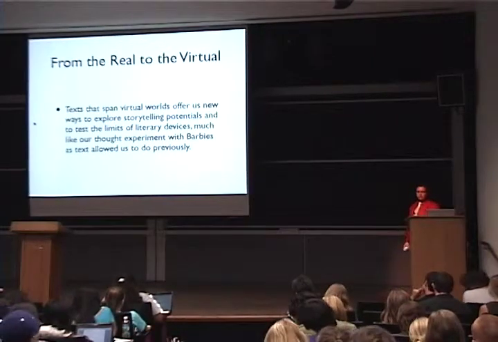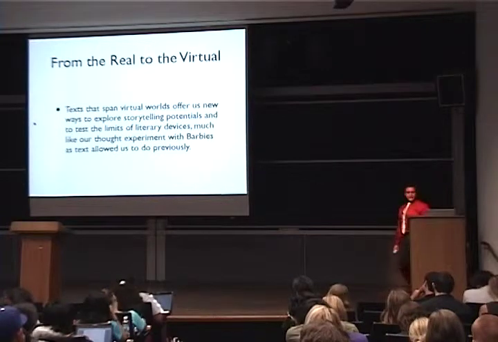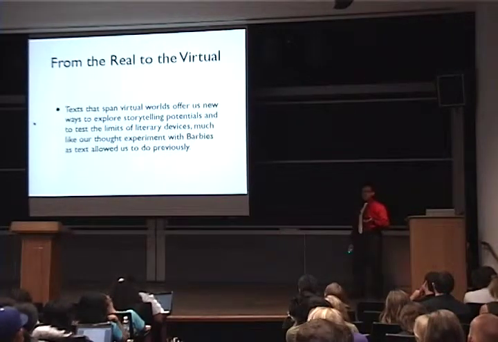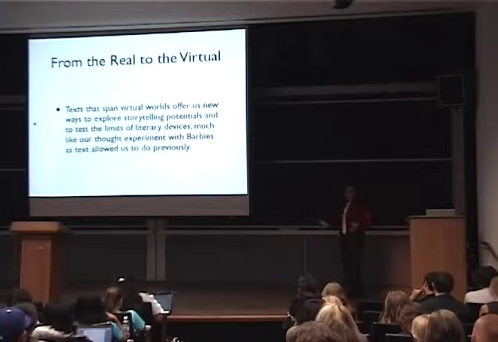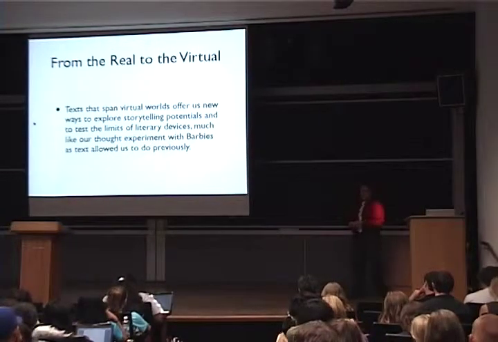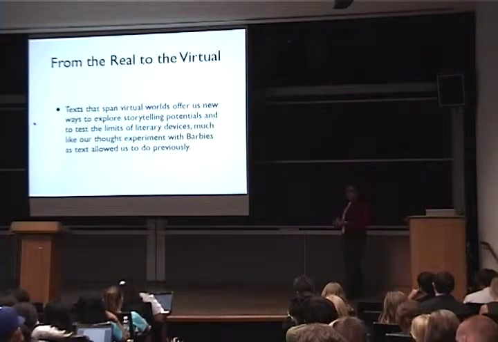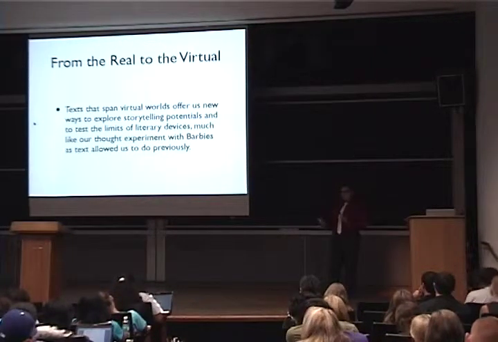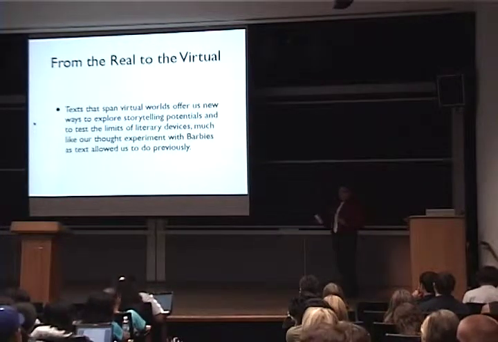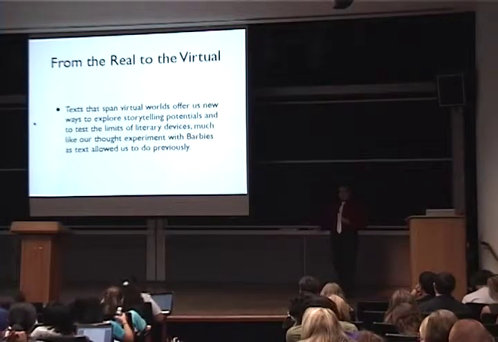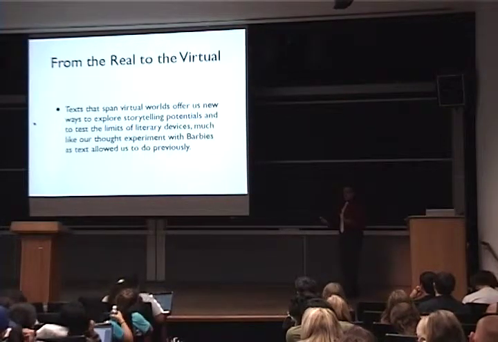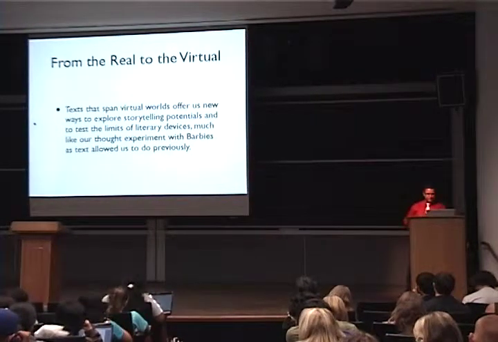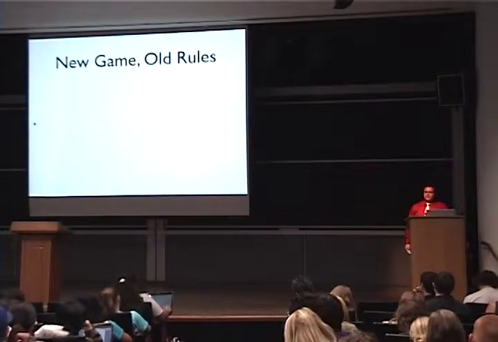But texts that span virtual worlds offer us new ways to explore storytelling potentials, and to test the limits of literary devices, much like our thought experiment with Barbies as text allowed us to do before. So as a literary critic, I can look at a virtual world. In fact, we have Bala in the back here. He's doing his dissertation on looking at virtual worlds as a sort of text. So we're trying to expand our notion of what literature means, expand what a text means, and how we can read it. Because again, whether or not we like it, people are reading these things in certain ways, and it's time for us to see what it's doing. How do these things create meaning, and how can we harness them to be more effective producers of meaning?